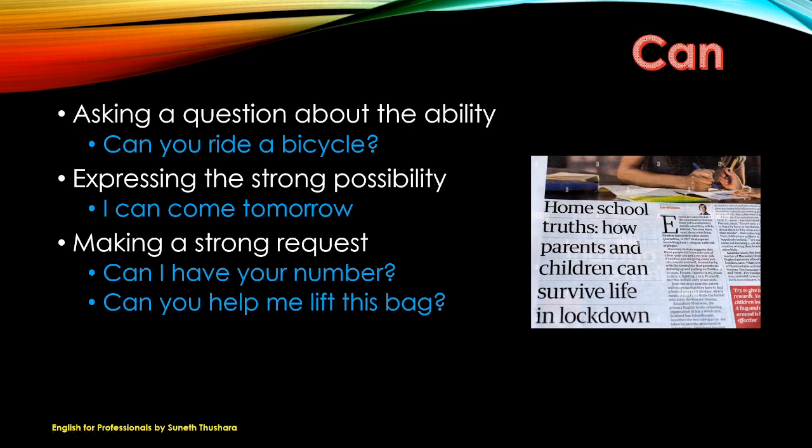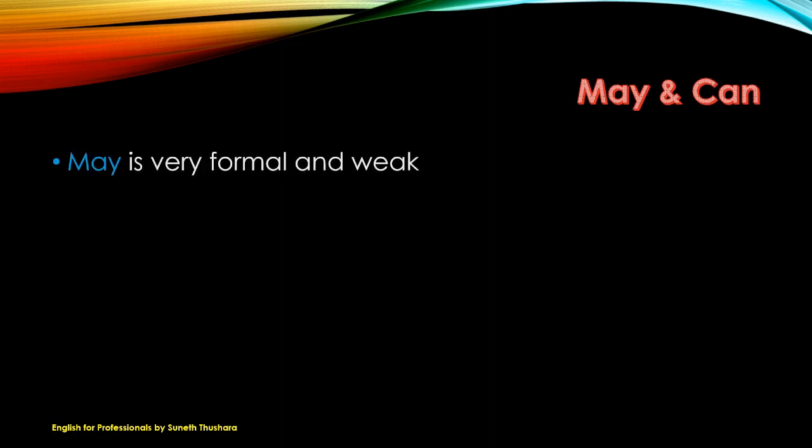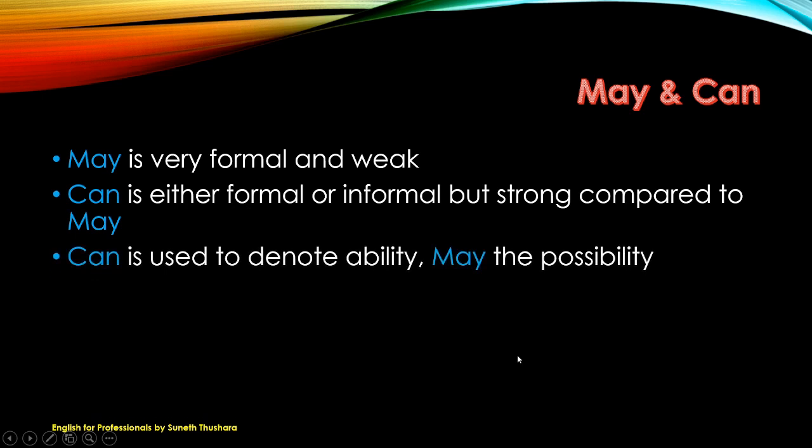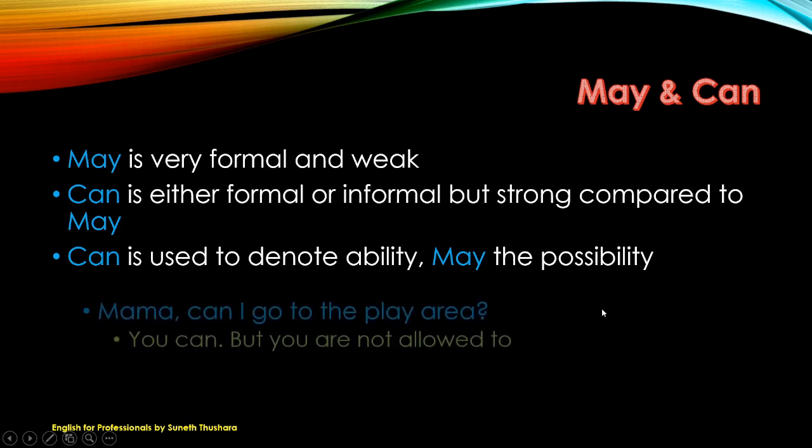Okay, that is ability. So let's see the difference between may and can. May is very formal and weak. Can is either formal or informal but strong compared to may. Can is used to denote ability, may the possibility. So that is the biggest difference.